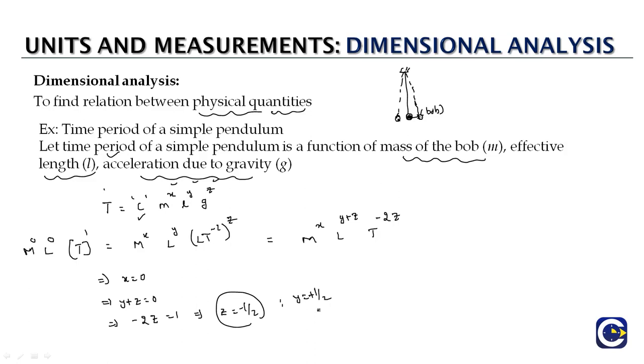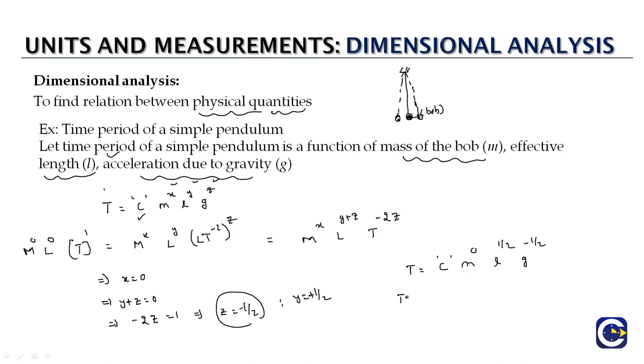So the relation is: time period of the simple pendulum will be C, a numerical constant, mass of the bob power 0, so there will be no relation to the mass of the bob, L power half, and g power minus half. I mean power half means it will be root, and power minus half means it will be 1 by root of the particular term.